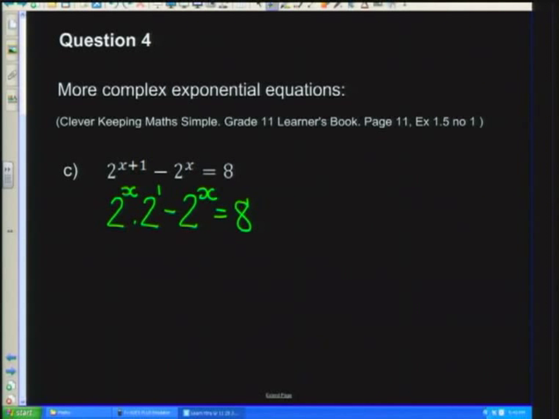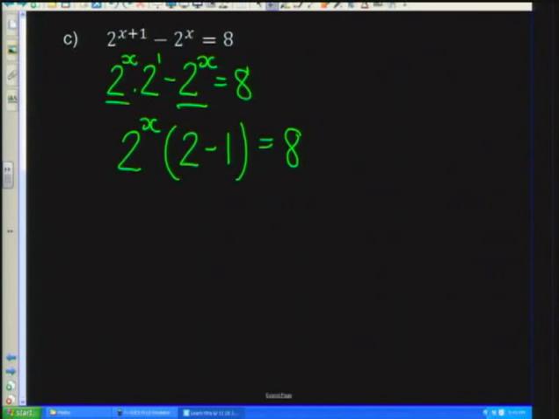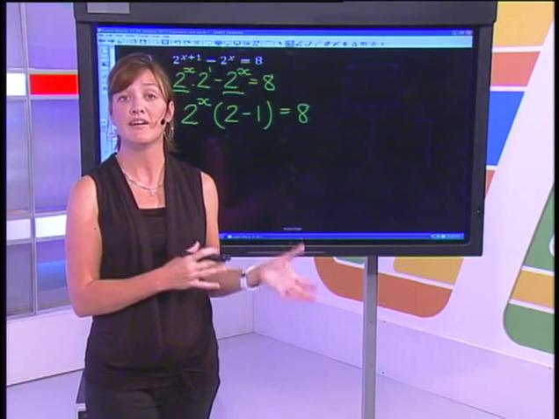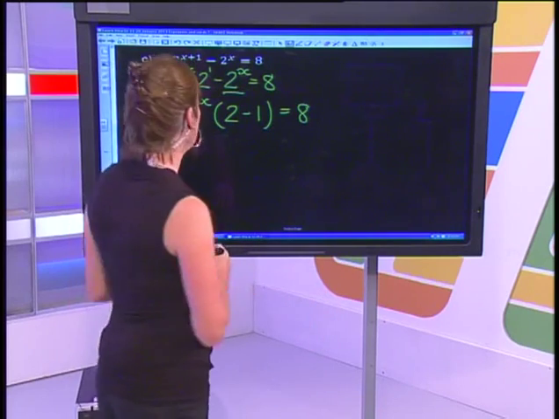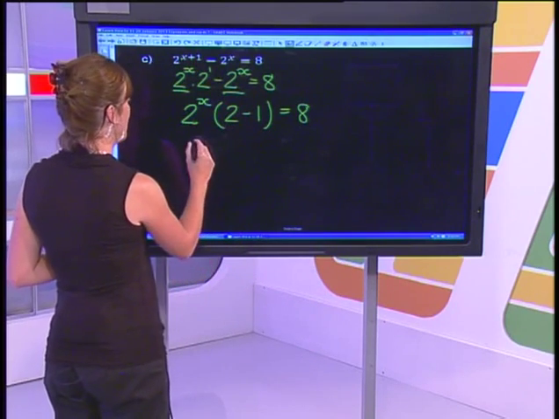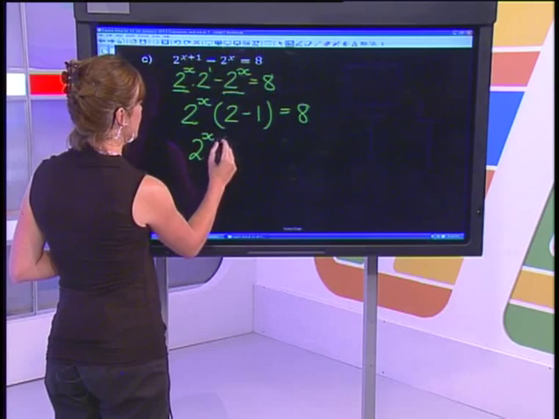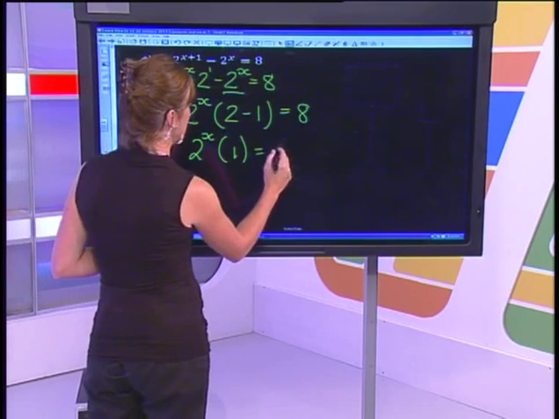Okay, so once again, there is a highest common factor of 2 to the x, okay? And taking that out is going to leave you with 2 minus 1, which is equal to 8. Okay, so everyone can see what I've done over there. Terms separated by plus or minus, look and see if we can factorize that term, okay? Now, 2 minus 1 is obviously left us with just 1, and that's equal to 8.